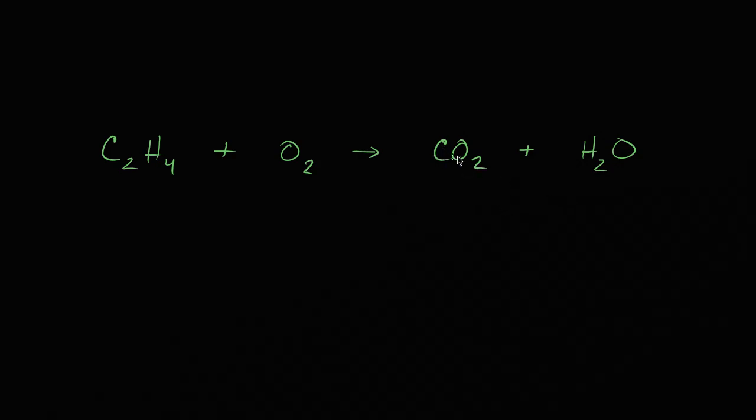Here, we only have one carbon on the product side. So we place a coefficient of 2 in front of this to ensure two carbon atoms per ethylene molecule. However, this equation isn't fully balanced yet, as we now produce two CO2 molecules, affecting the oxygen atom count.